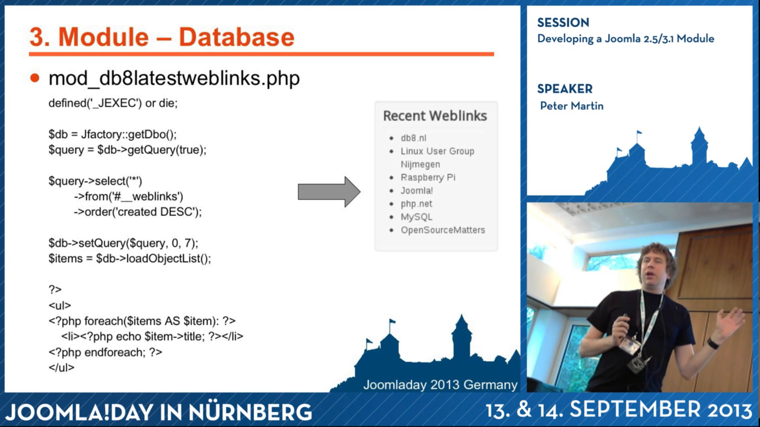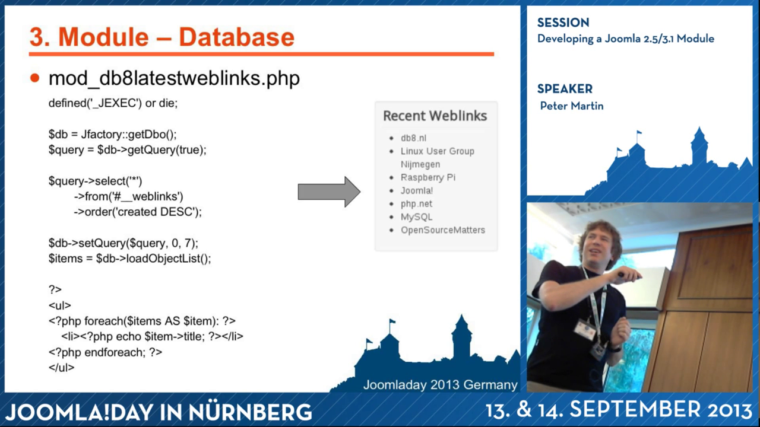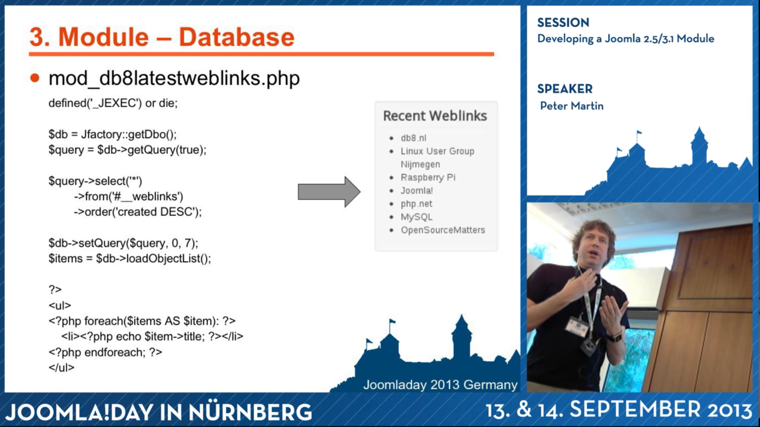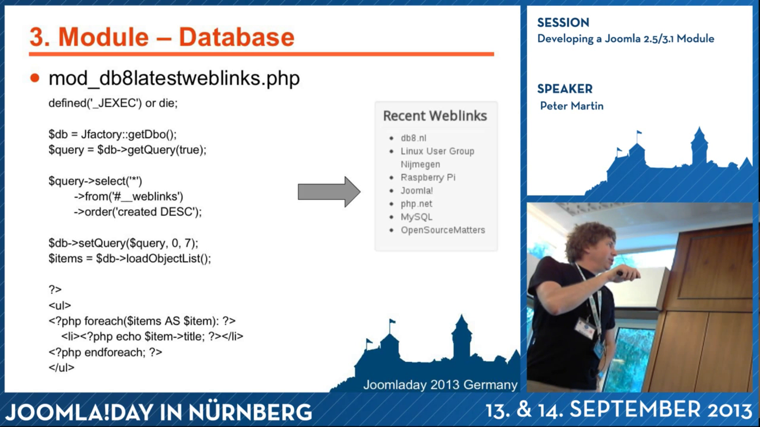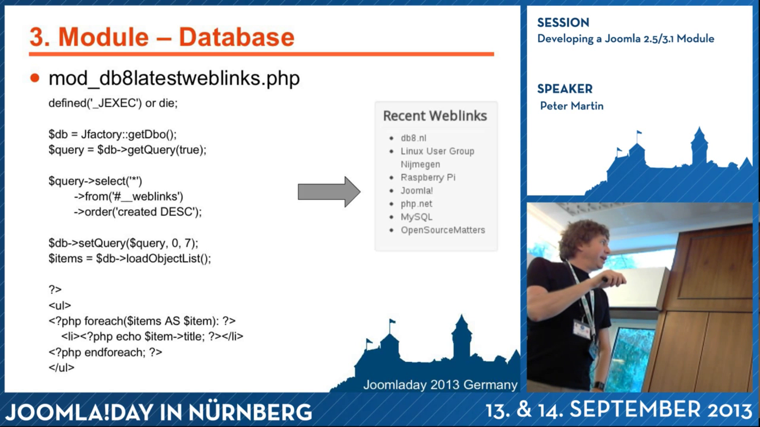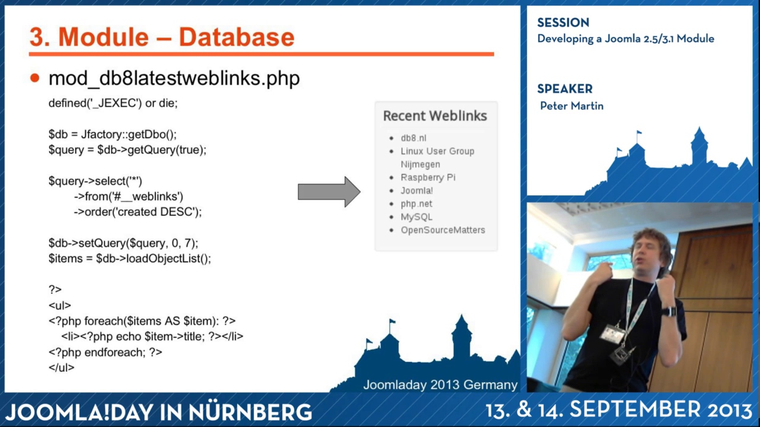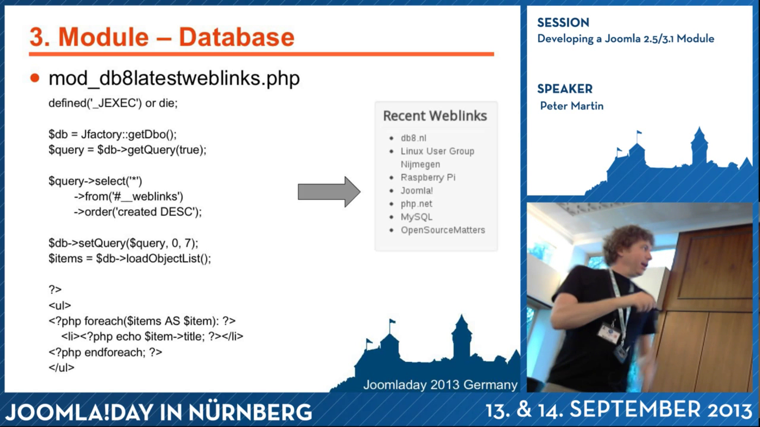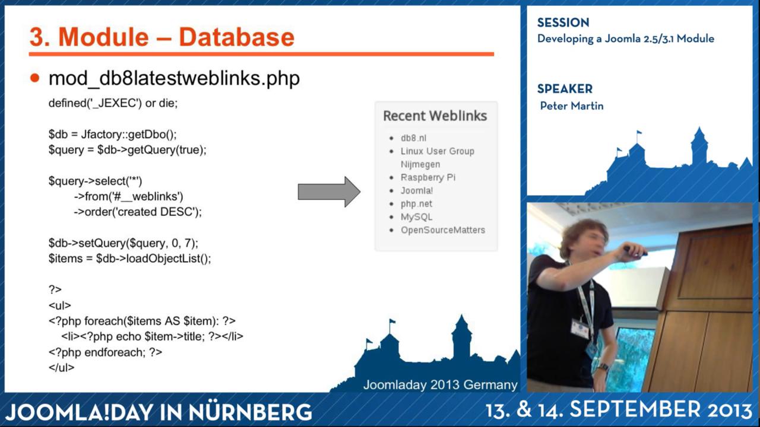So this is what I did. First, again, check if it's safe, if it's not run externally. This is the method to set the database object, get database object. And here I say a query, a query object, get query true. If you don't do this line of code, you will use the last query Joomla used, because this is a reset of the query. And this is really smart.